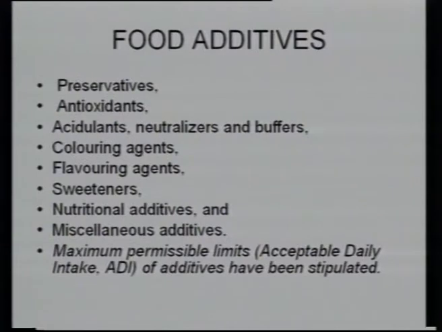To explain more, preservatives are an example of food additives, antioxidants, acidulants, neutralizers, coloring agents, flavoring agents, sweeteners, nutritional additives and miscellaneous additives. If you add up, these are the types of additives which are not present in the food stuff, but we add either for processing purpose, for increasing the storage shelf life, or for giving some functional properties or health properties. So these are the things.